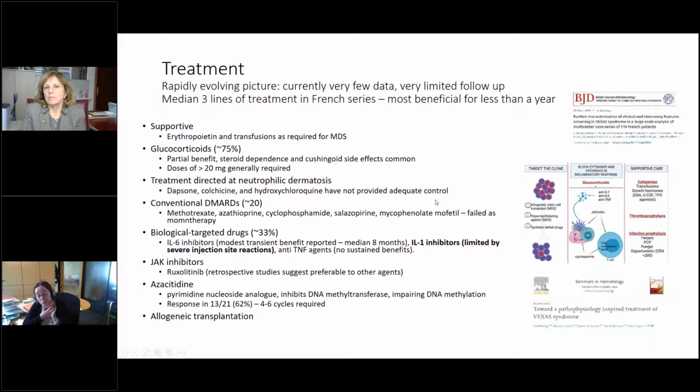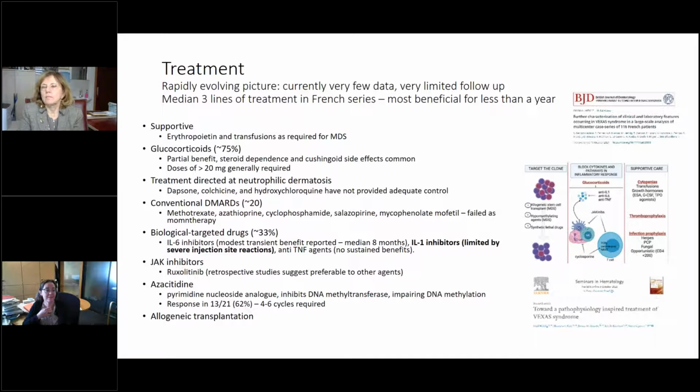treatment aimed at rash, but that is purely symptomatic. Conventional DMARDs seem to have failed. Most centers are trying biologic targeted treatment, and there is modest benefit reported for IL-6 inhibition, IL-1 inhibition, but terrible problems with rash associated with anakinra, and some reports for benefits with anti-TNF agents. There's been some interest in Janus kinase inhibitors, with some suggestion that ruxolitinib may be preferable to other agents.